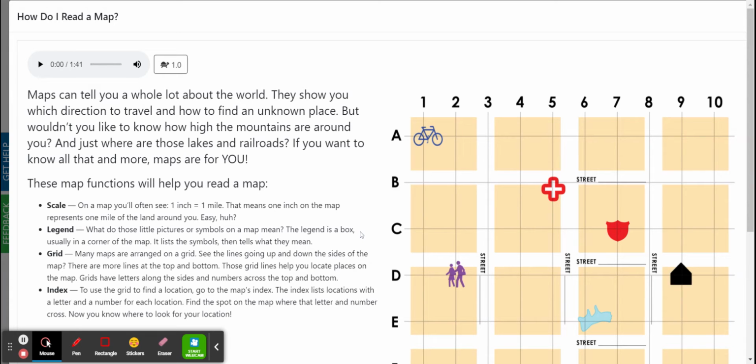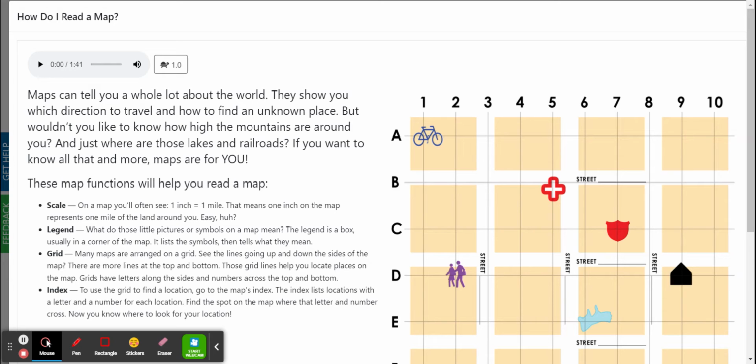Okay, students, this is from Studies Weekly, and I want you to get your Studies Weekly paper and follow along with me. And if not, you can just follow along in this video if you don't have one available. But this is the article called How Do I Read a Map? So follow along with me as I read here and show you a few of the things that I want you to know about maps.